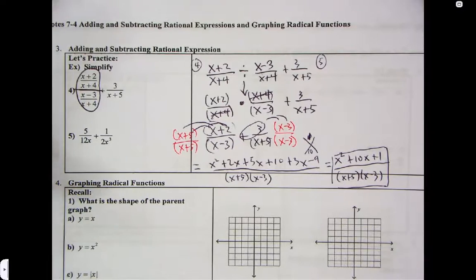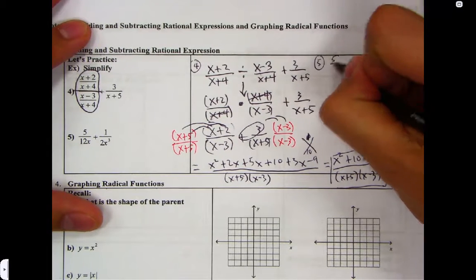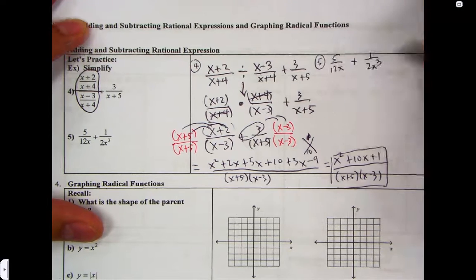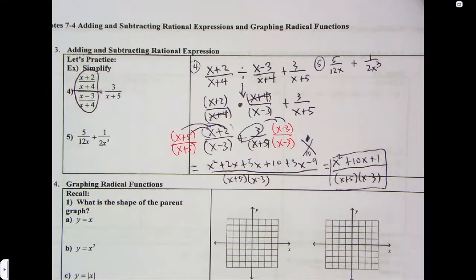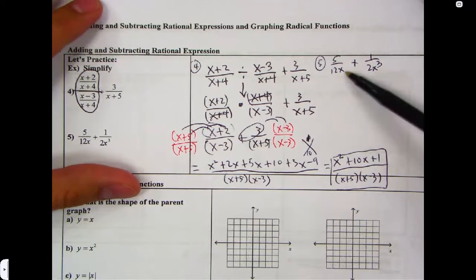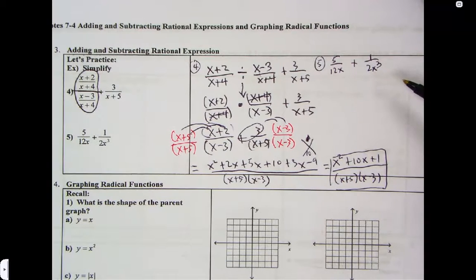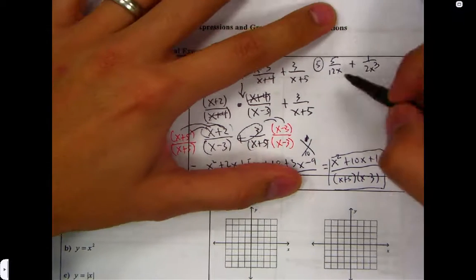Example 5. 5 over 12x plus 1 over 2x cubed. Now this example is a little different because on the bottom you don't have any pluses or minuses. So when you factor these out, these will be like one factors. So when you add, you need the same denominator.